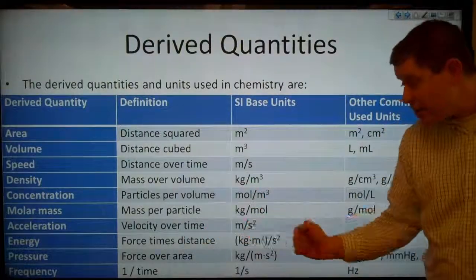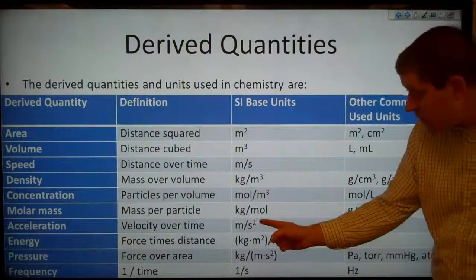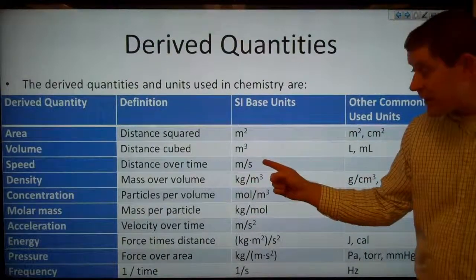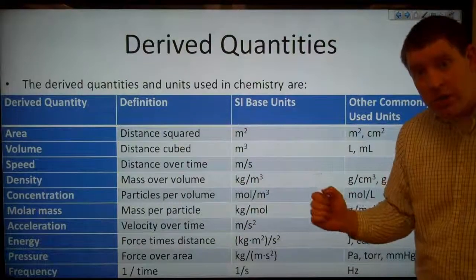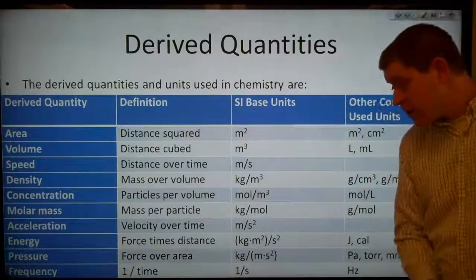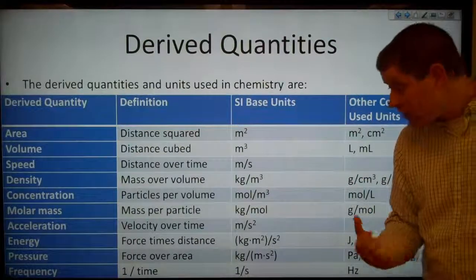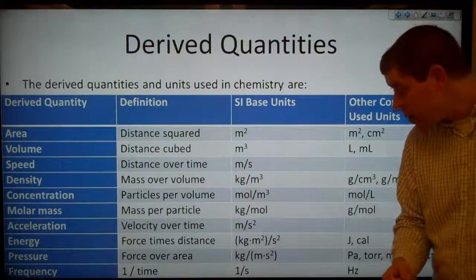Acceleration is velocity over time, which is meters per second squared. This is basically how the speed is changing with respect to time. So we're taking the speed, a change in speed, divided by some change in time. So that's the speed units divided by another time unit, so seconds. So meters over seconds divided by seconds is going to give us meters per second squared.